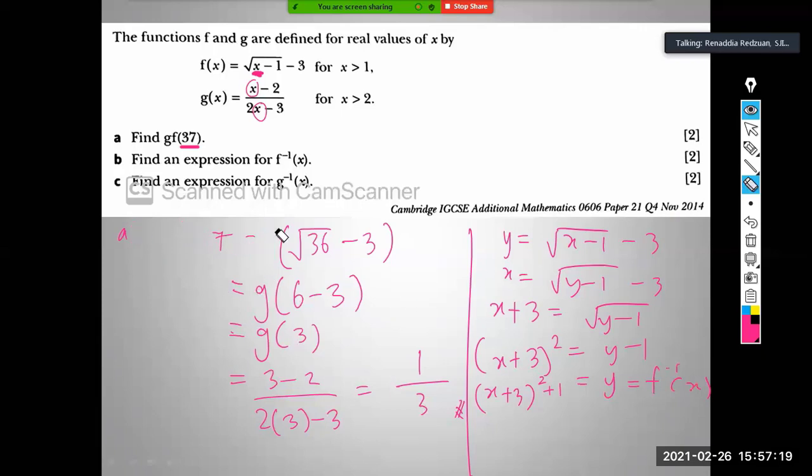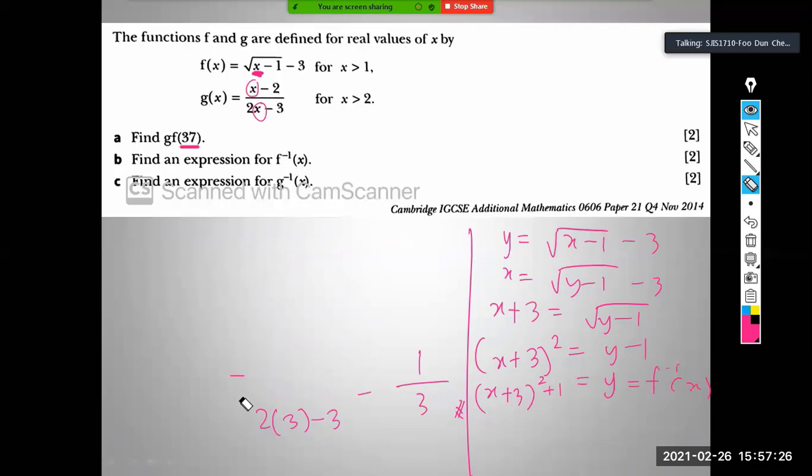What's your answer for the last one? Is Y equal to negative 2 plus 3x over 2x minus 1? Okay, very good.